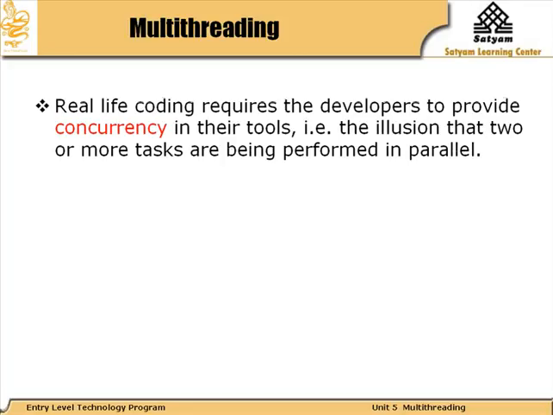Real-life coding requires the developers to provide concurrency in their tools. That is, the illusion that two or more tasks are being performed in parallel. For example, a Microsoft Word application runs spell check, grammar check, and autosave even when you are editing the document. Here, spell check, grammar check, and autosave are all running inside the same application concurrently.